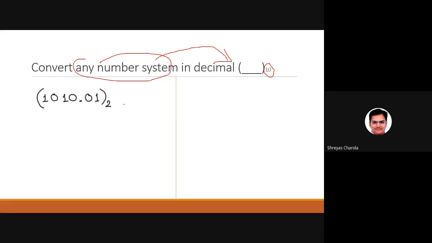Let's suppose I have this number. I'm just checking the knowledge you have learned about converting these numbers into decimal. What is the procedure you will follow? I'm not taking a simple example, but a floating point number, 1010.01. How will you convert this number into decimal? You can unmute yourself and give the answer. I don't have any problem, please.